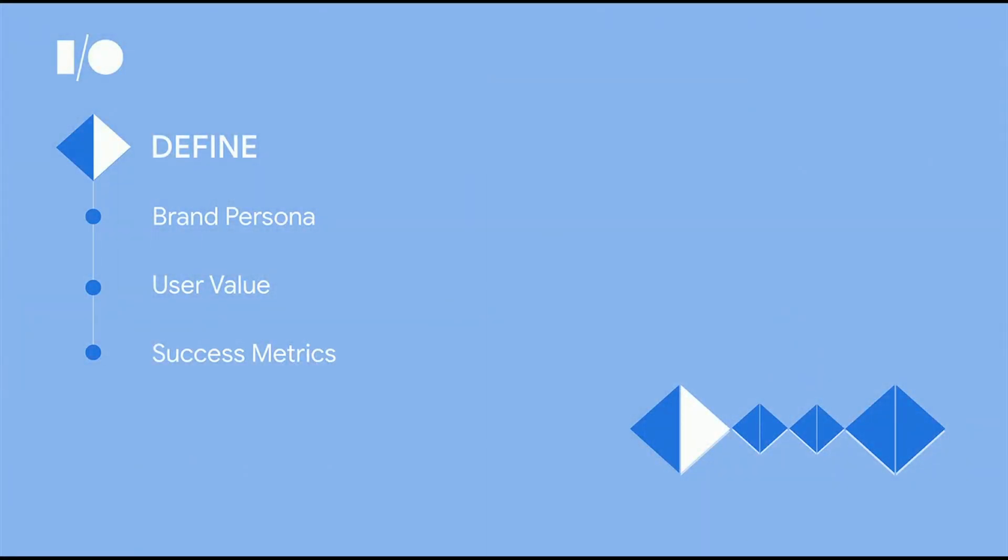And now you're ready to move into the define phase, where in a voice action sprint, you want to create a brand persona. We're also going to look at what's the user value that we can offer to our users and agree upon success metrics.